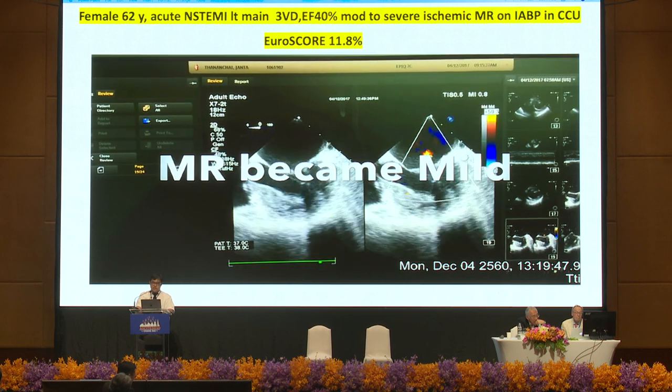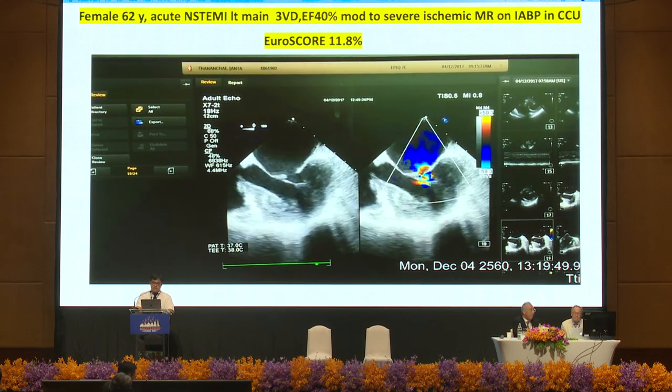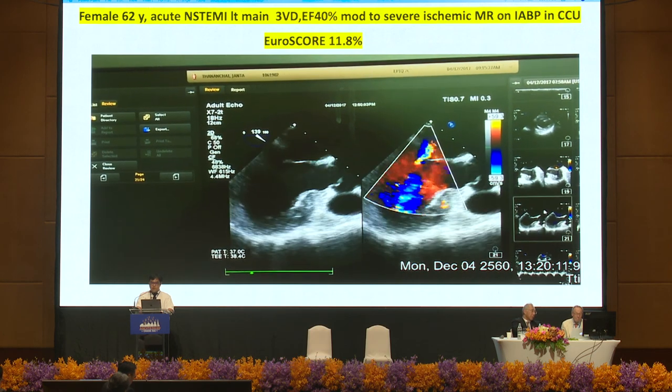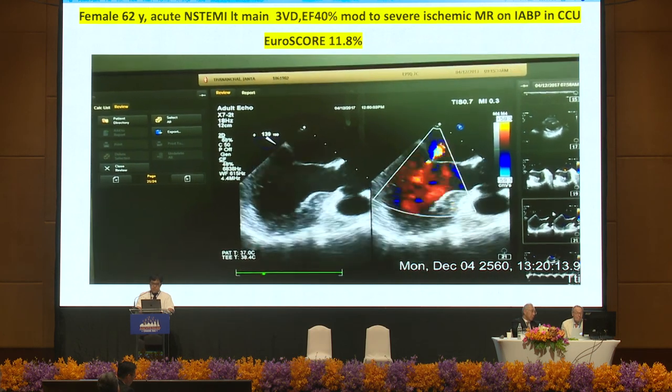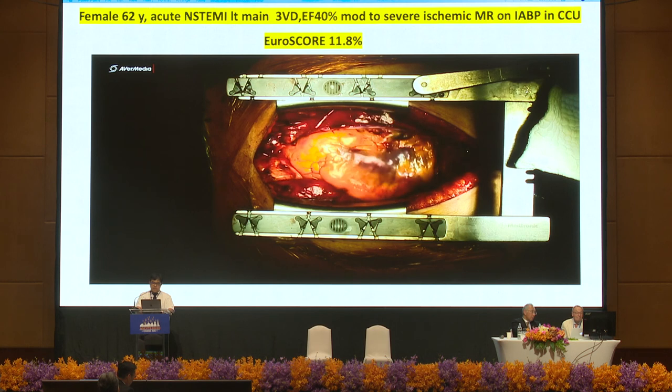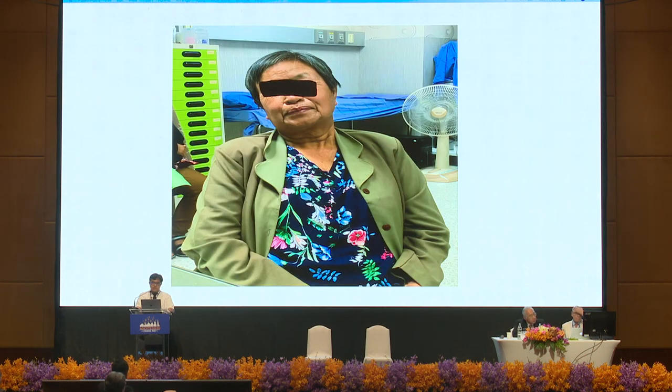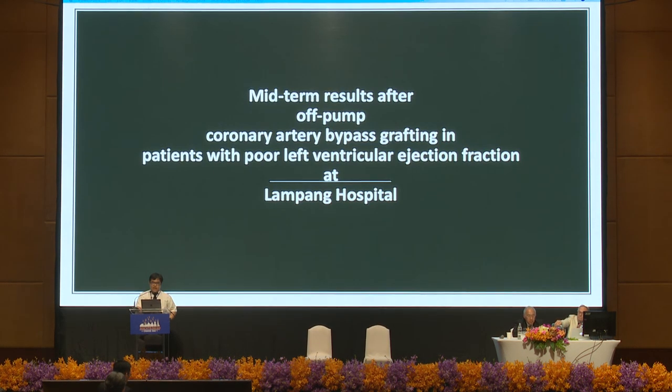But you can see that right after we finished the operation, the metabolic derangement resolved quite well, and the RV function is getting better. This is the X-ray of the patient 2 years after the operation. The heart size is getting smaller. This is the patient. I met her last week, so I took a picture. And the echo found no MR right now. I didn't have an official report to show you.